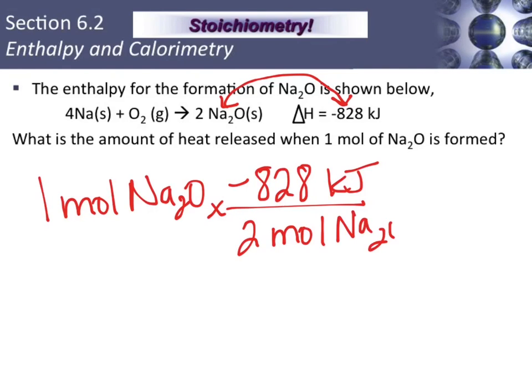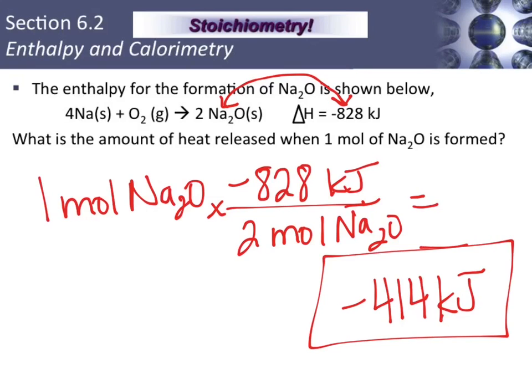Now you're probably going, why did she set that up when I could just divide it? That's fine. So our answer is negative 414 kilojoules. Questions? Answers?